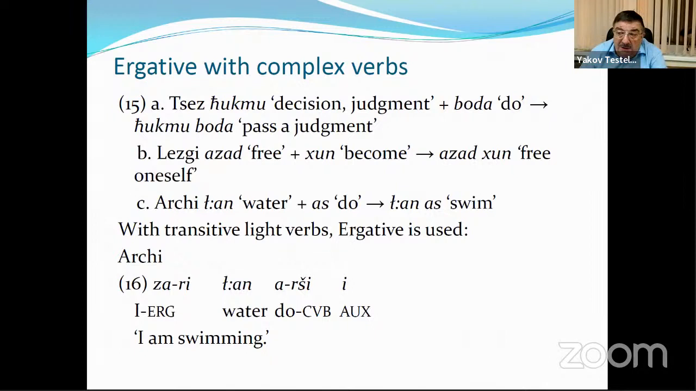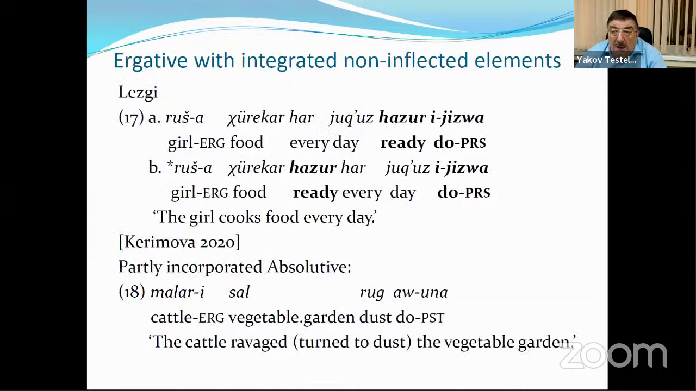To my knowledge, it hasn't been thoroughly studied in Archi, but in other languages, it can be seen that grammatical and phonological integration of the non-inflected part and the light verb can be very significant. So it really behaves like an intransitive verb.